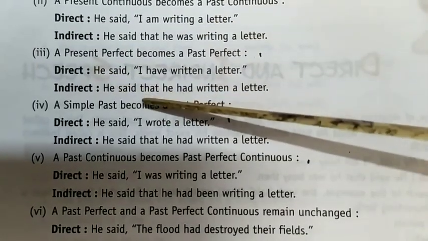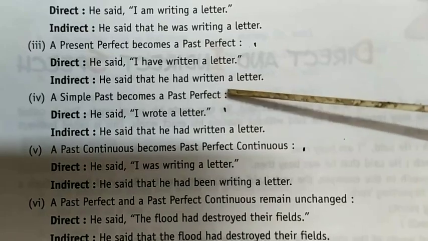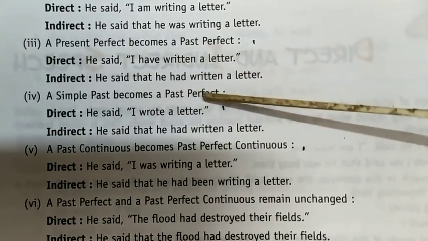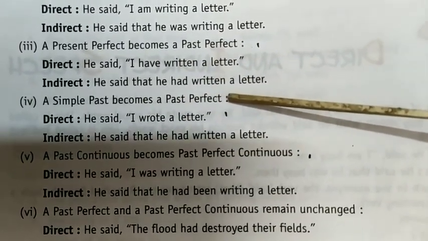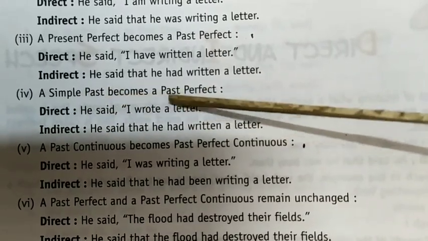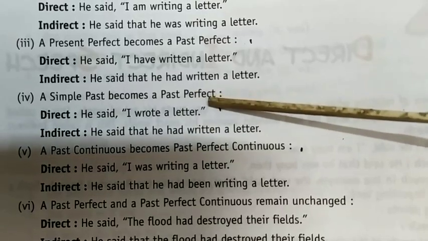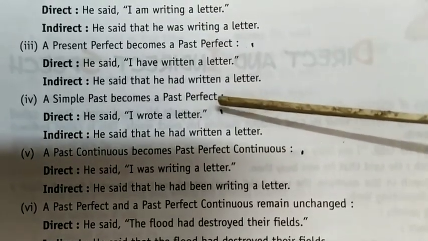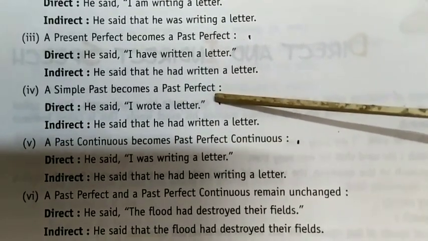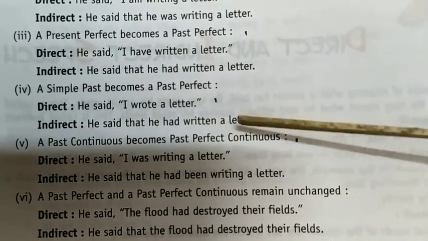Now, a simple past becomes a past perfect. Okay, so here you have one more choice. A simple past can also remain in simple past. For example, he said, I wrote a letter. Here we just need to make necessary changes in pronoun. Don't forget that we need to change pronouns always. He said that he had written a letter.